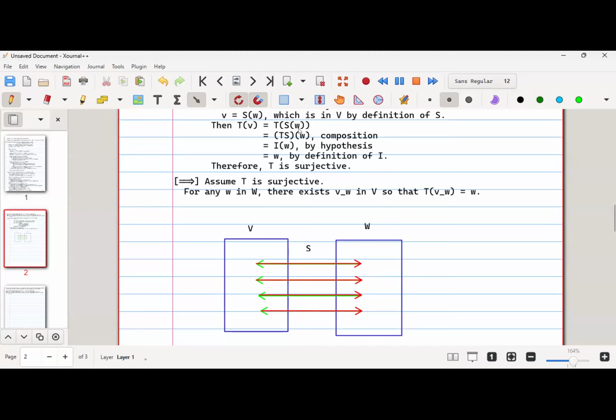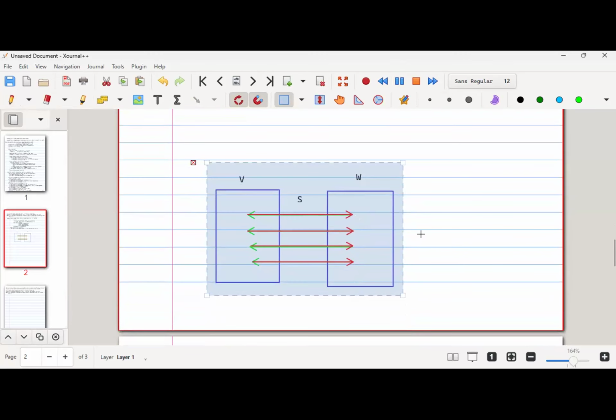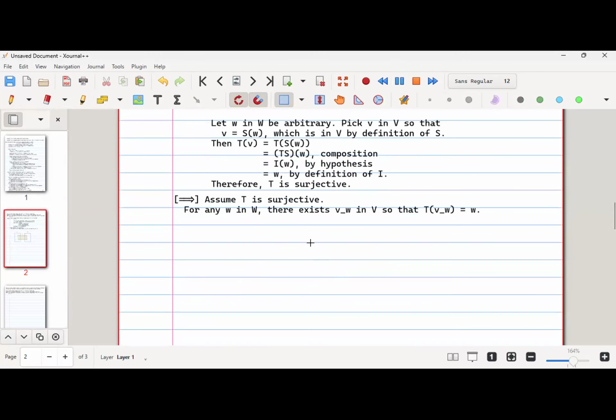So when you feed a vector from W into T, it'll just map back here, right? So this is how you want to do it. Hopefully that illustrates it better. Let's try to move this down here.